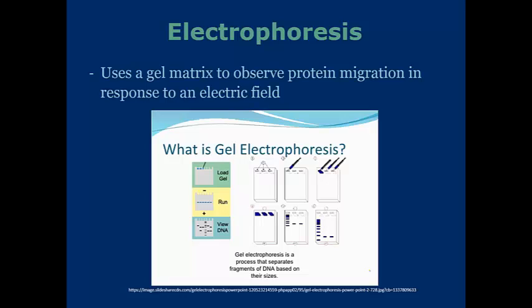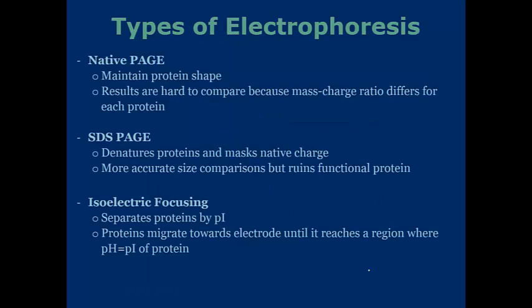What you do, as the picture suggests, is you would put proteins at one side of the gel. Once you run a signal or some sort of separation, the proteins will separate accordingly, leading to patterns like the one you see on the bottom right. There are different types. Native PAGE maintains the protein shape, but because of this, the results are sort of hard to compare because the mass-charge ratio differs for each protein.